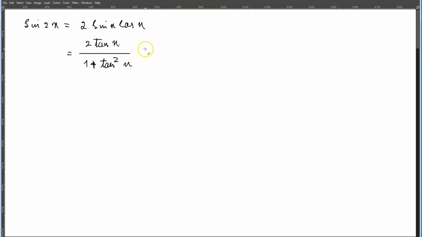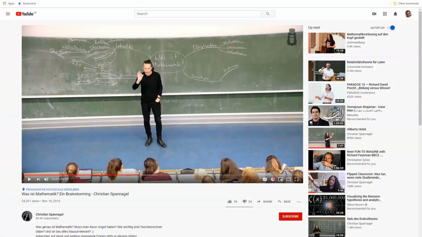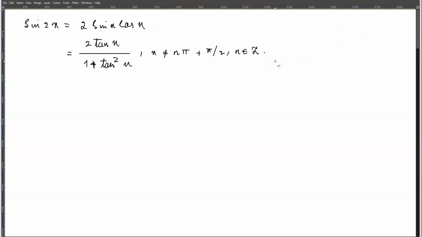And here again, x is not equal to n pi plus pi by 2, where n belongs to the set of integers. So we will basically prove this as well. Okay, so the next thing that we have here is basically sine of 2x, which is equal to 2 sine x cos x, and this other form over here.